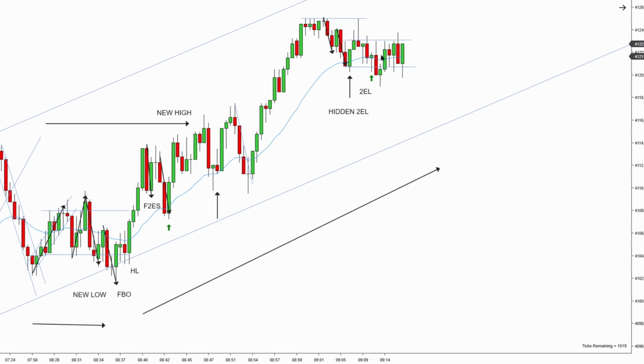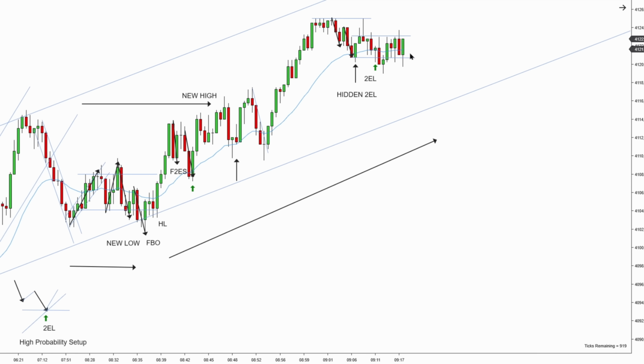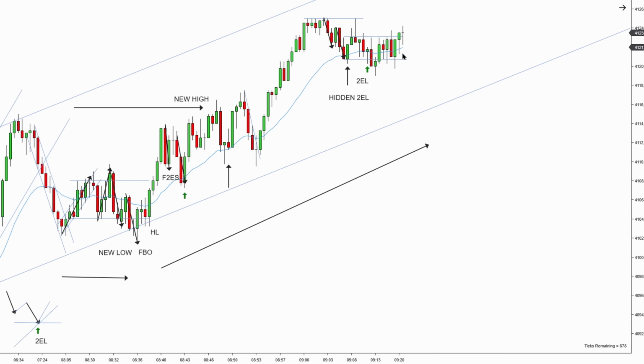Then there is another first entry short, second entry short failure. Very tempting setup. Sellers are going to get trapped. Look at this big bearish bar. The structure is bullish, but it's too congested. And you can see what happened.